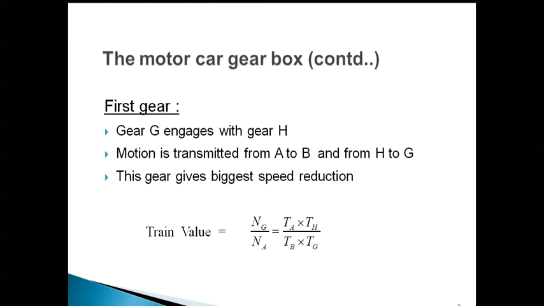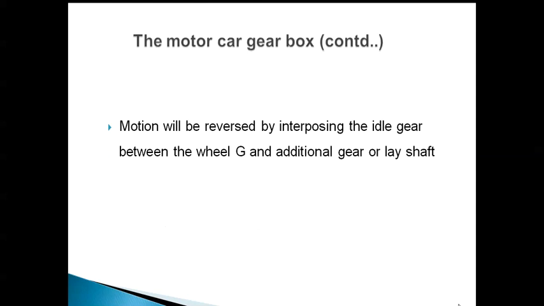To get a reverse gear, one idler gear is mounted on a separate shaft between the main shaft and lay shaft. To get the reverse direction, we need to introduce one more gear between the driven shaft and lay shaft. So motion will be reversed by interposing the idler gear between the wheel G and the additional gear on the lay shaft.